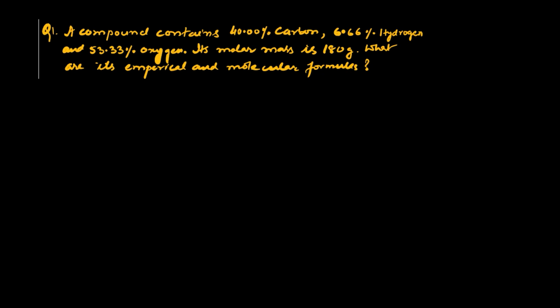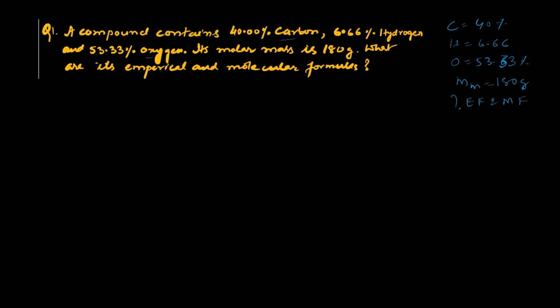Let's solve a simple problem. Here in this problem, a compound contains 40% of carbon. Carbon is 40% and then hydrogen, which is 6.66%, and the oxygen is 53.33% in the molar mass. But the compound is 180 grams, and we have to find empirical formula and molecular formula.